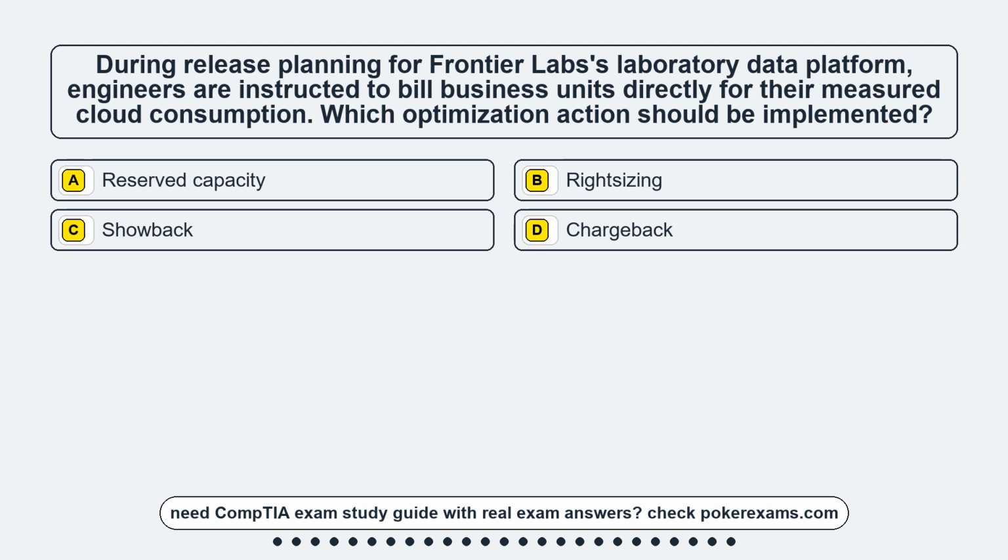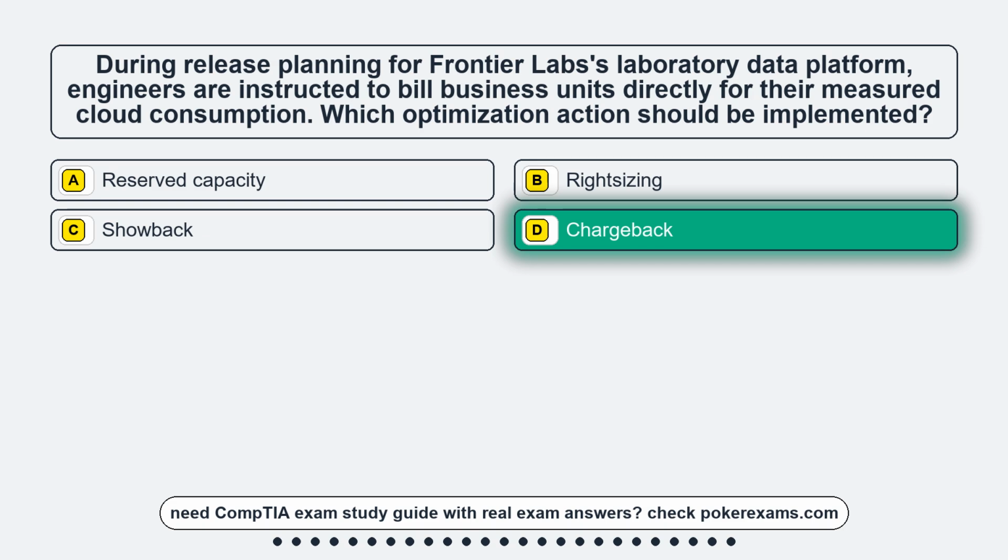Option A, reserved capacity. Option B, right-sizing. Option C, showback. Option D, chargeback. The correct answer is option D, chargeback.